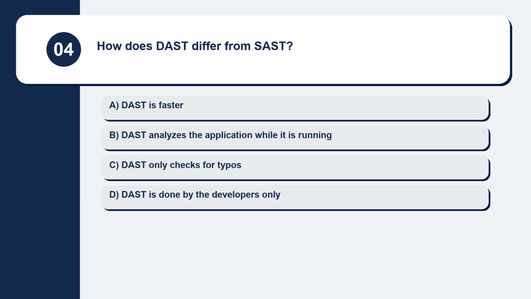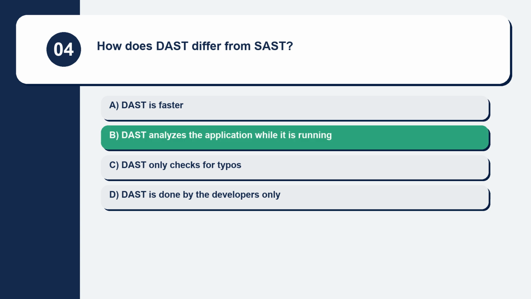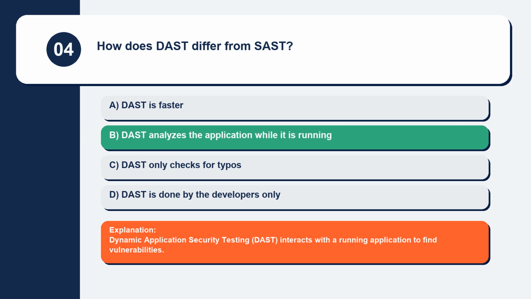Question 4. How does DAST differ from SAST? DAST is faster. DAST analyzes the application while it is running. DAST only checks for typos. DAST is done by the developers only. Dynamic Application Security Testing, DAST, interacts with the running application to find vulnerabilities.